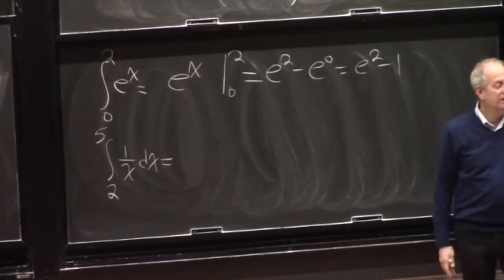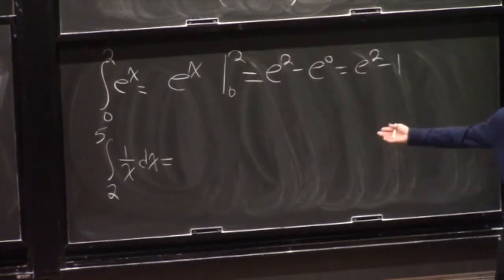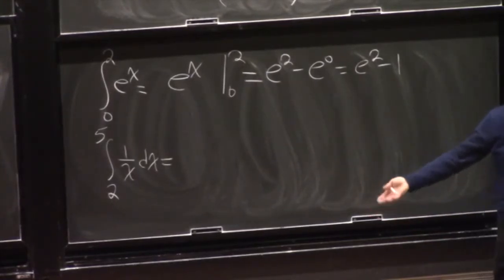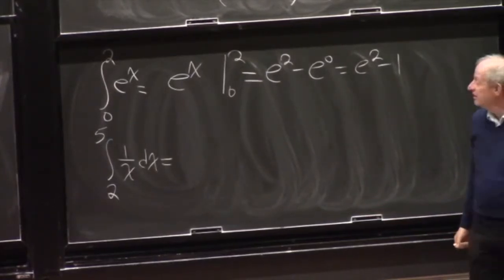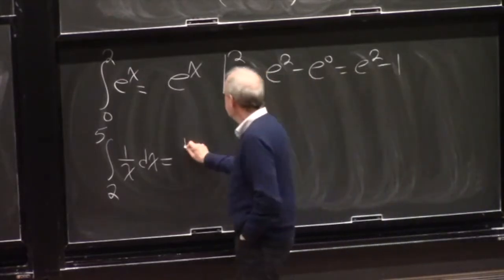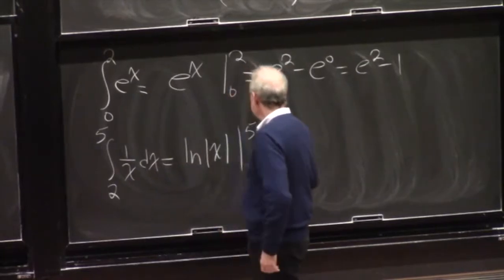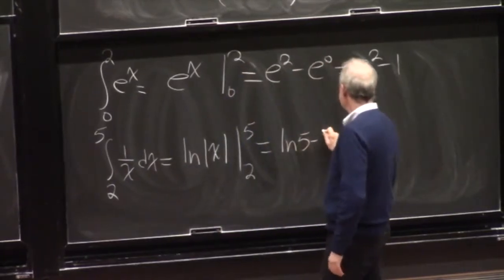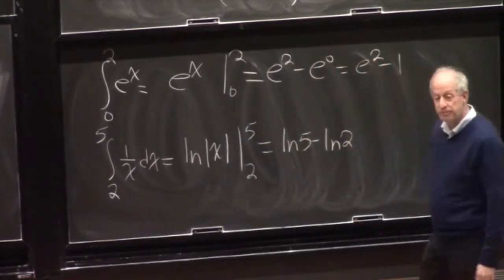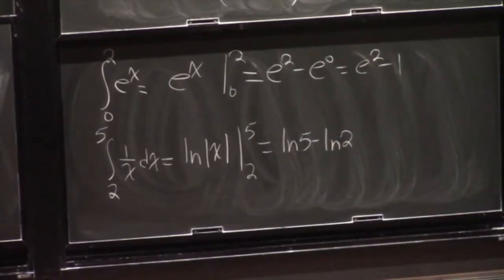as I said, you're never going to be in a situation where you have to work out e. Okay, you can use a calculator. All right, this one is the log of the absolute value of x from 2 to 5. So it's log 5 minus log 2, which again, just leave it alone. You can make that log of 5 halves if you want, but it's not necessary.